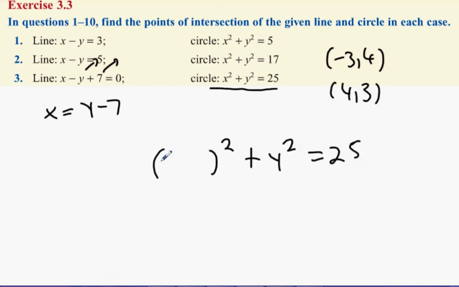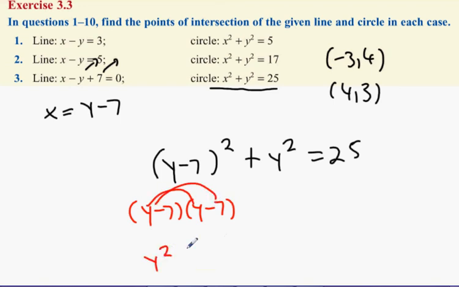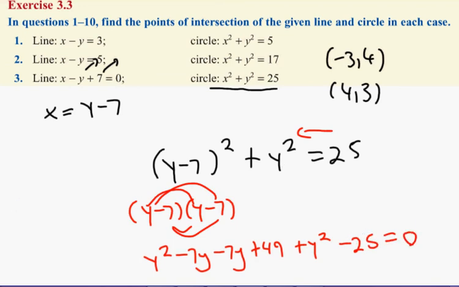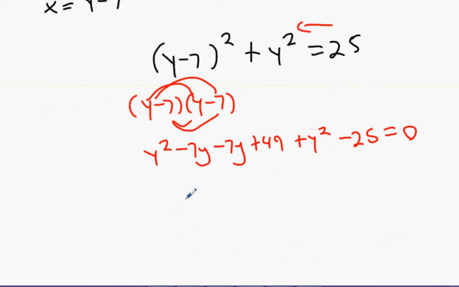So instead of x, what am I going to have? Sorry, y minus 7. Now, can anybody tell me in the class, what is y minus 7 squared? Everybody forgets the middle part. It's y squared minus 7y minus another 7y plus 49, because it's the same bracket written out twice. Minus y squared. Bring it over to 25, it becomes minus 25. What do you have now, guys? How many y squareds? How many y's? 14y. 49 minus 25? 24. Divided by 2.